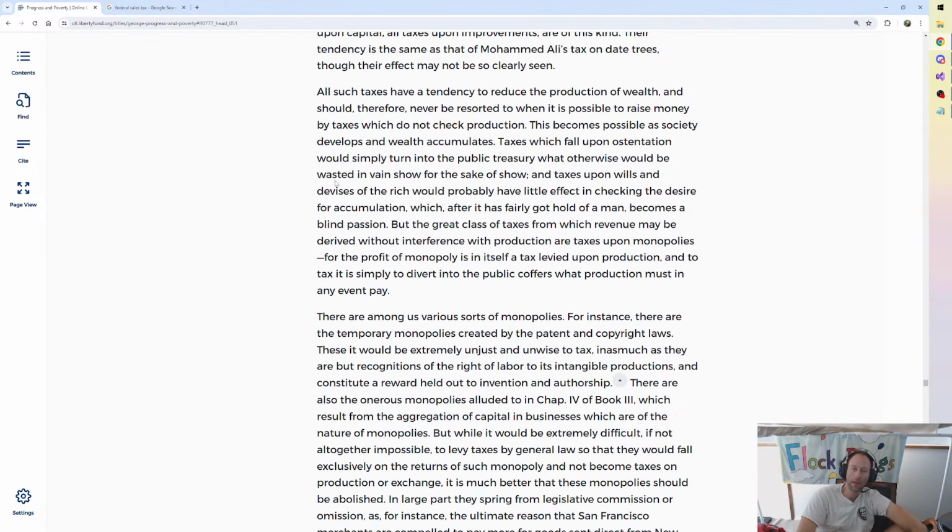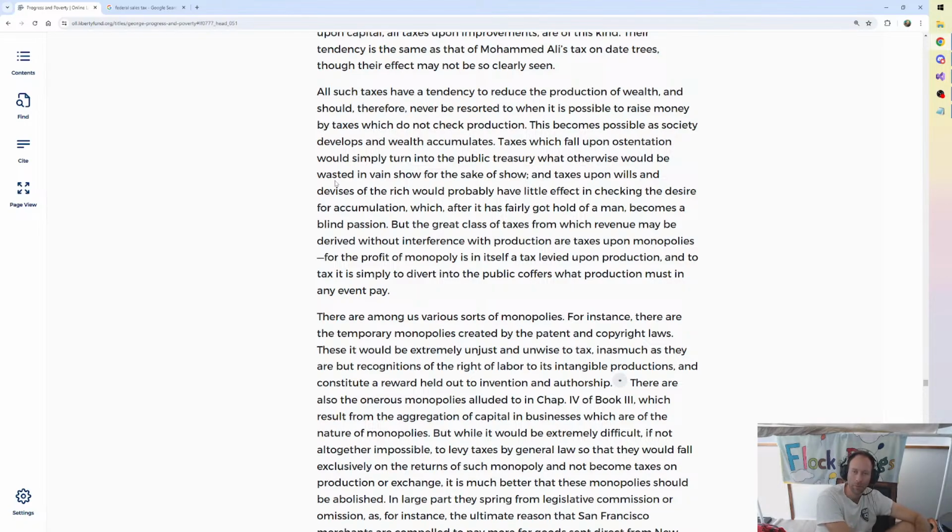All such taxes have a tendency to reduce the production of wealth, and should therefore never be resorted to when it is possible to raise money by taxes which do not check production. Yeah, all this seems pretty straightforward to me. Doesn't need much commentary.